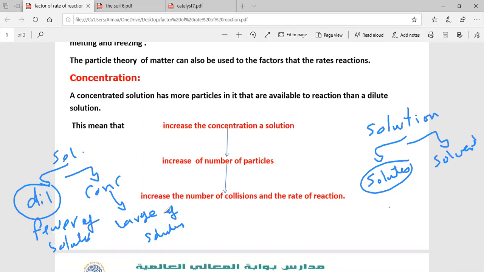So, in any chemical reaction, an increase in the concentration of the reactants increases the number of particles in the reaction, so it increases the number of collisions. What's the meaning of collisions? It means the reacting particles join to each other. So it increases the rate of reaction. Again, increase the concentration of solution, increase the number of particles, increase the number of collisions, and increase the rate of reaction.